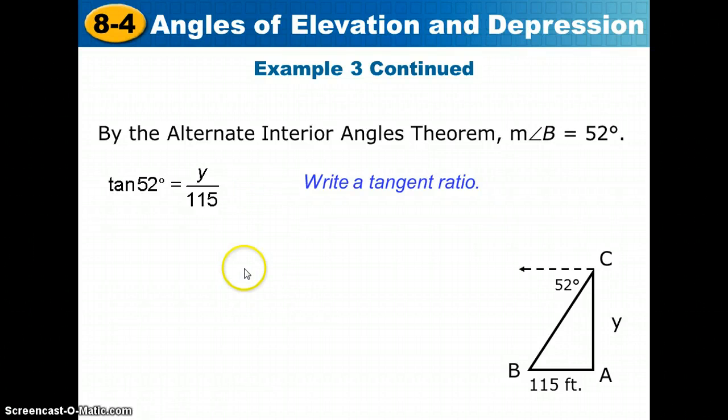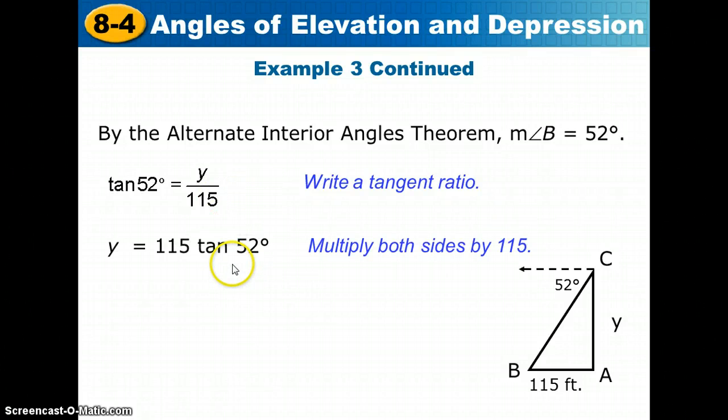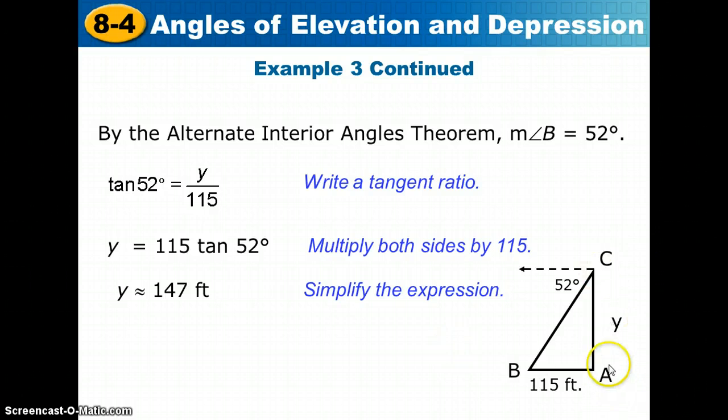All right, we should be ready to continue. When you multiply both sides by 115 times the tangent of 52, we should get that the depth of that crevice is about 147 feet.